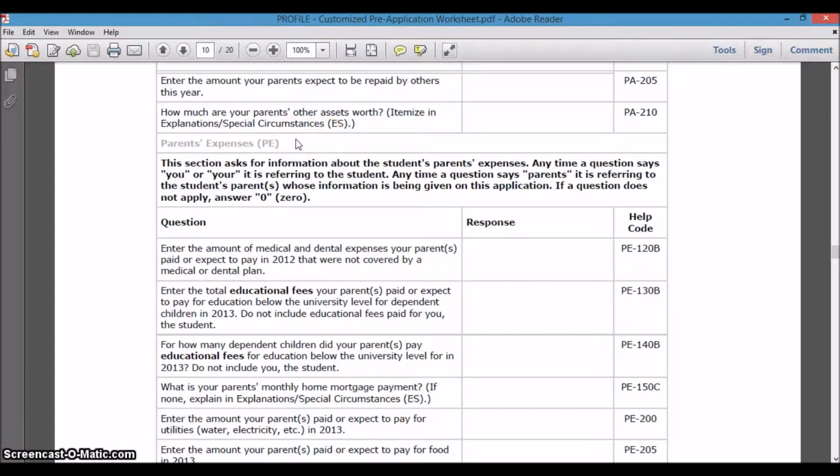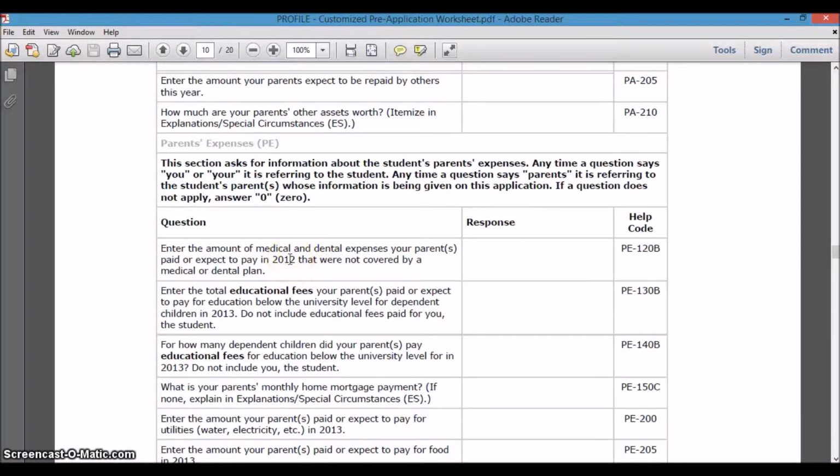The next question is actually parents' expenses. Again, we cannot stress enough how important it is to be in constant communication with your parents as you're filling out this profile. This parents' expenses section is actually quite specific and maybe a little difficult to come up with specific answers. For example, the first question asks for the amount of medical and dental expenses that your parents paid or expect to pay in whichever year.